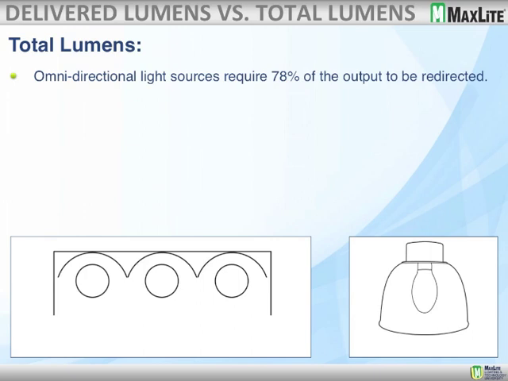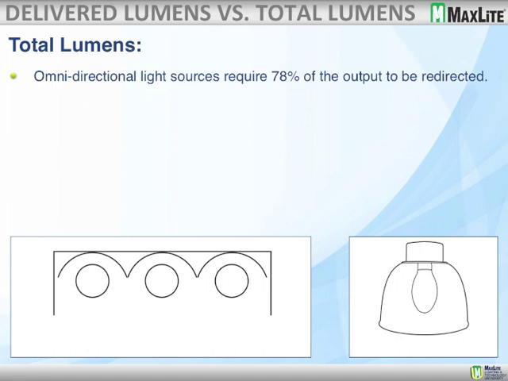We're going to start with total lumens. An omnidirectional light source requires about 80% of the output to be redirected. So what we've got here are two different fixture styles. On the left, a linear T8, let's say a 2x4 fixture or a high bay fixture with 3 lamps, and we're looking at it from a profile view. And on the right, we have a high bay type fixture with an HID type lamp, whether it be metal halide or high pressure sodium.